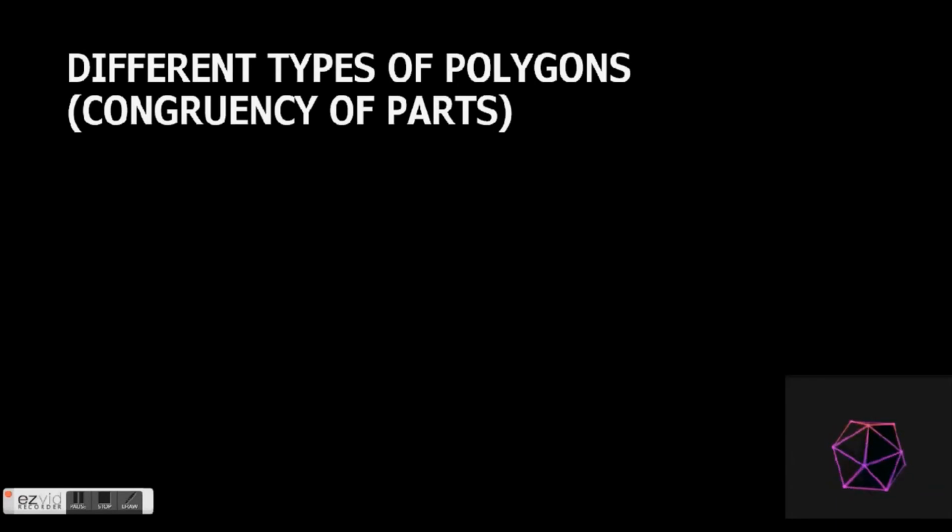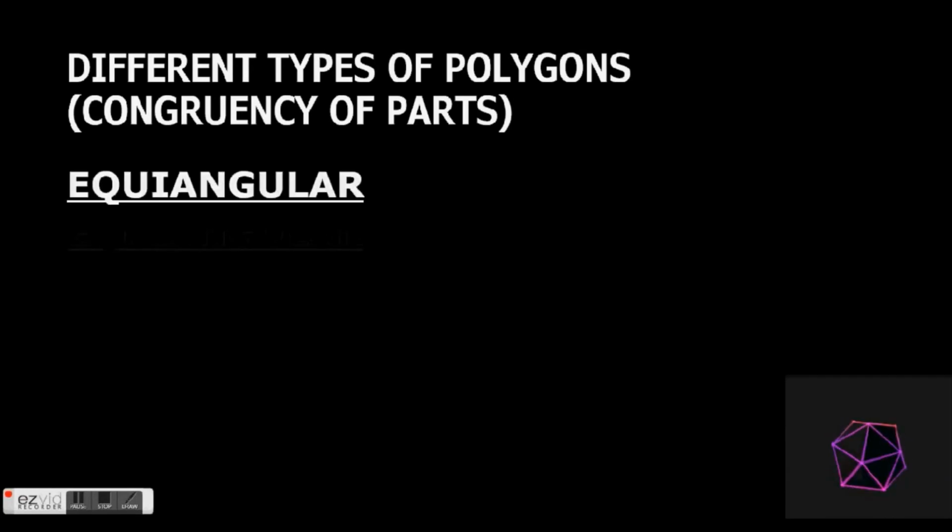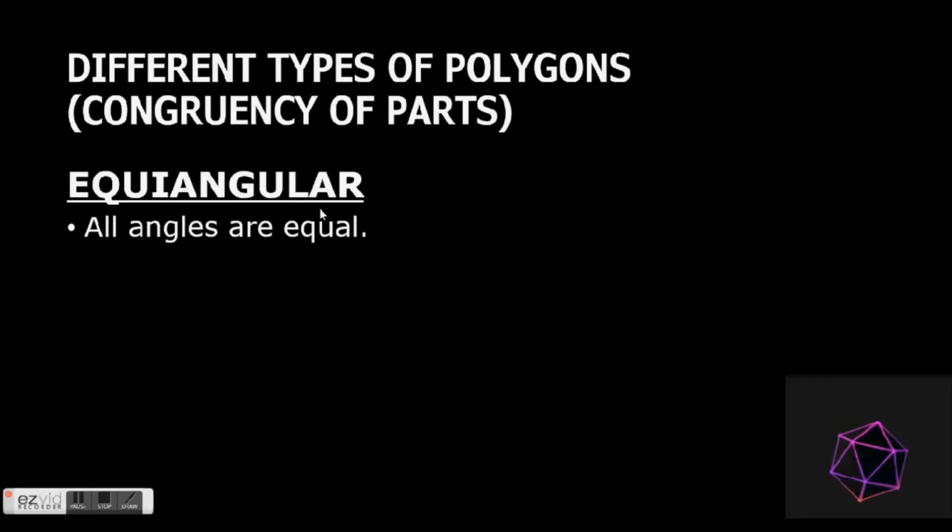Let's proceed to the different types of polygons based on the congruency of parts. Again, when we say congruency or congruent, they have equal measurement. Okay. Let's first have the equiangular. When we say equiangular, all angles are equal. Okay, all the measurement of the angles are equal.